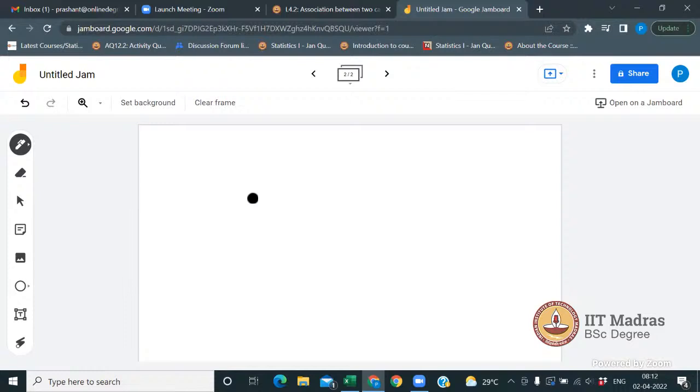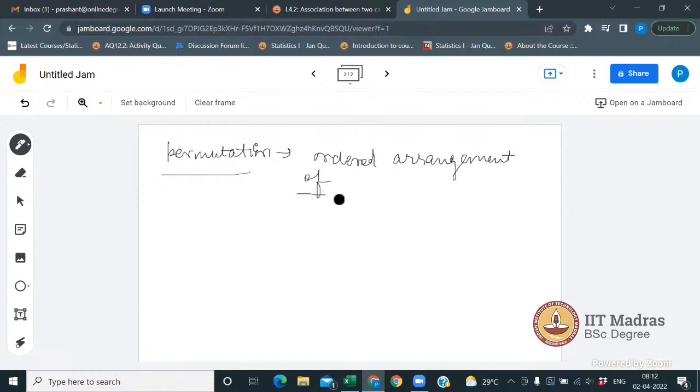See, do you know what permutation is? The meaning of permutation is arrangement. Ordered arrangement of whatever objects you have. Order matters in permutation. Suppose I have to make permutations of n objects, then in how many ways can I do it? In n factorial, if the objects are not repeated, that is, without repetition.